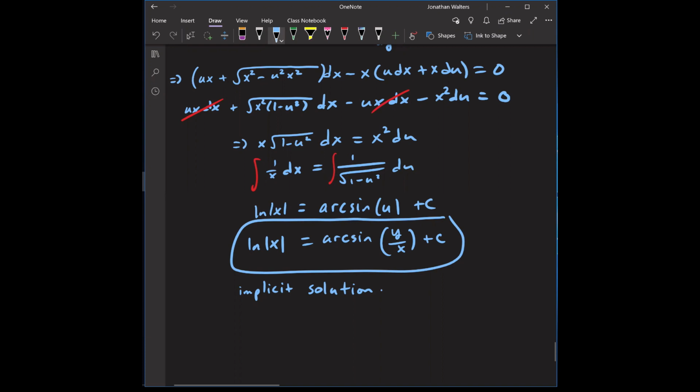Before integrating, I had to rearrange so that I could completely separate the variables. Because on the left, I want to integrate with respect to x, and on the right, I want to integrate with respect to u. So that's why I rearranged before I integrated.